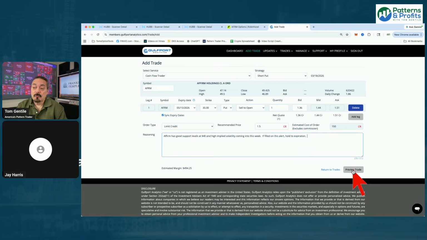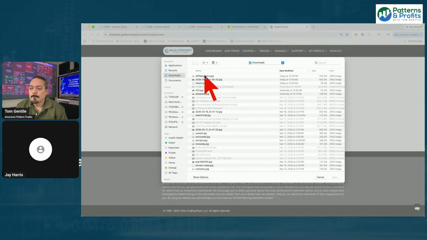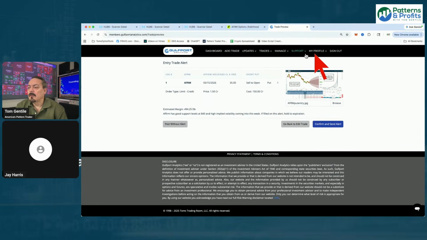So I'm going to preview my trade. Make sure that everything comes through: we're looking at May 15th, sell to open, $1.50 on the 35 put. That looks good. Let me throw in my chart that I've put together. There it is, and off and away we go. Now that's going out to you right now.